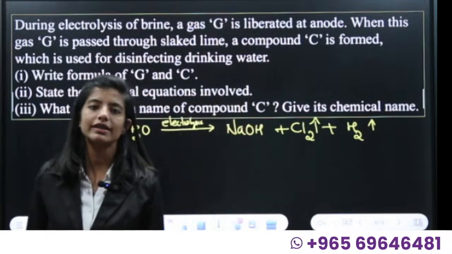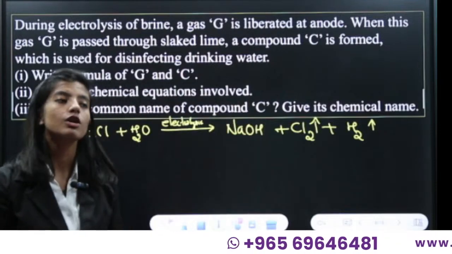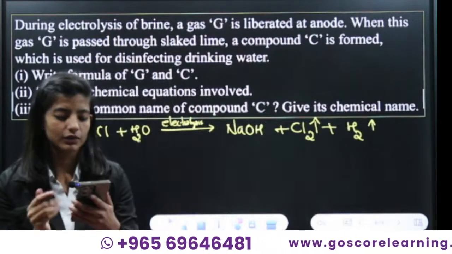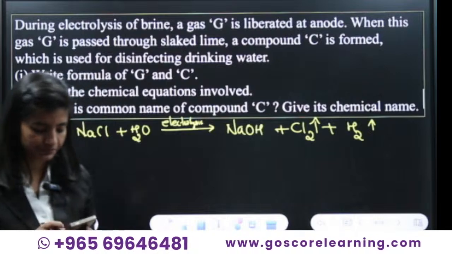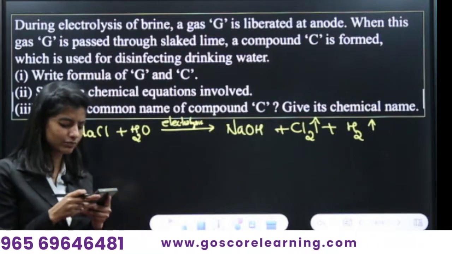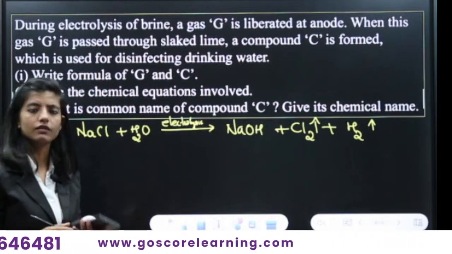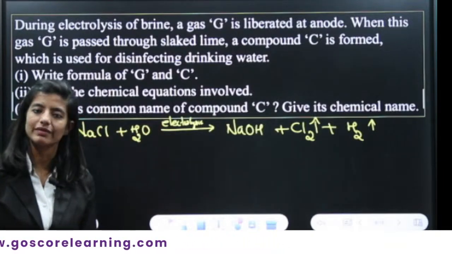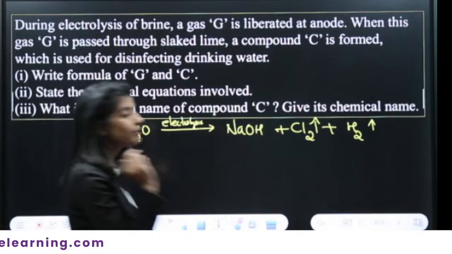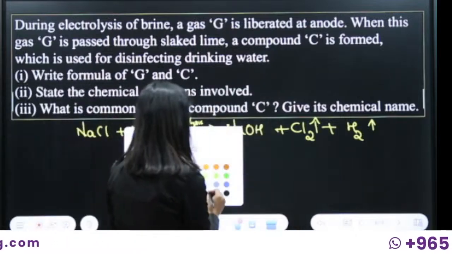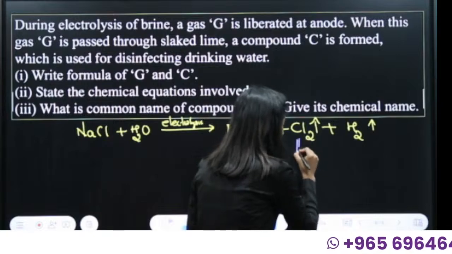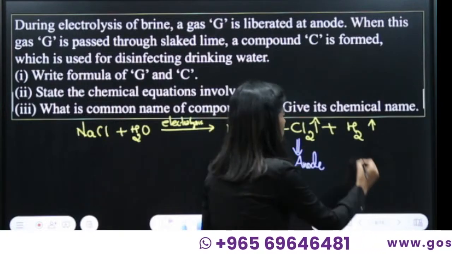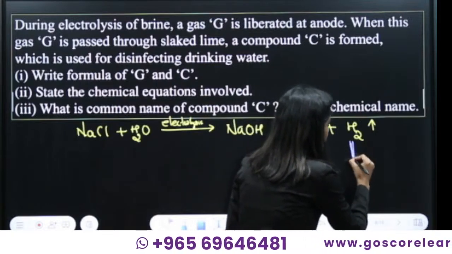But the question is, who is liberating at the anode? Who is liberating at the cathode? That's again an important question. Who is liberating at the anode and the cathode? That you must remember. There's no other way, you have to remember. So we know that chlorine and hydrogen will be produced. Remember that chlorine will be deposited at the anode and hydrogen will be deposited at the cathode.